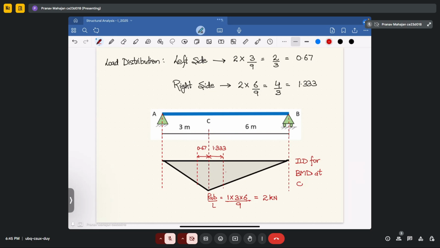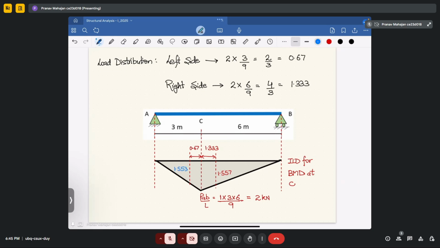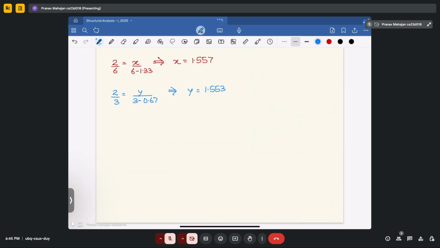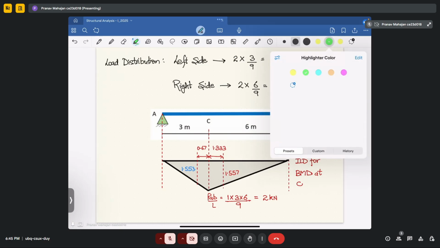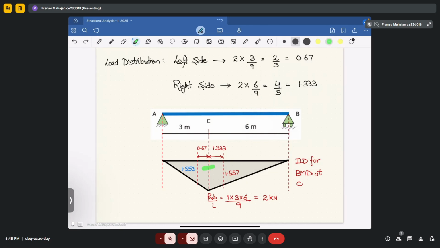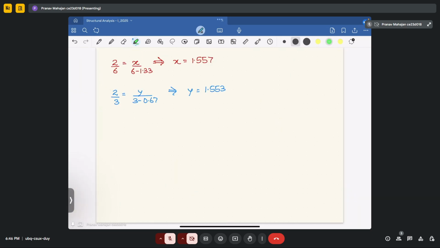One is 1.557 and another we have calculated to be 1.553. Fine. Now you know the value of the ordinates. Now using the trapezium rule, calculate the area that is coming under this section. Let me mark that area. So this is your area, and you are expected to calculate this. The area covering this green region will determine the maximum bending moment. So let's solve that.